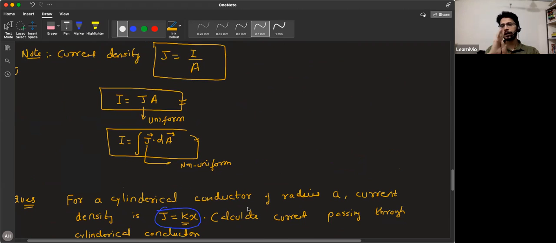Test we will start around 9:15, 9:30 we'll start the test.